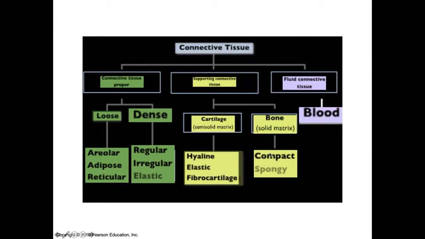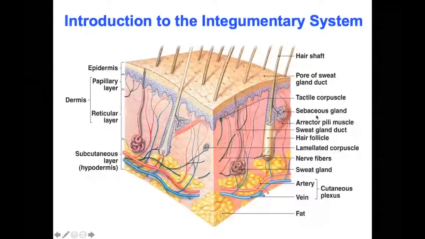Under bone was compact bone. That was the osteon, the lacunae, the concentric lamellae, the Haversian canal, osteocytes, the osteoblast, and osteoclast, all of that terminology. Under cartilage was hyaline, elastic, and fibrocartilage. And under fluid connective tissue was blood, red blood cells, white blood cells, and platelets.